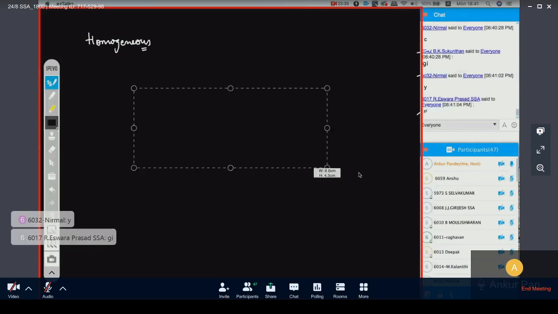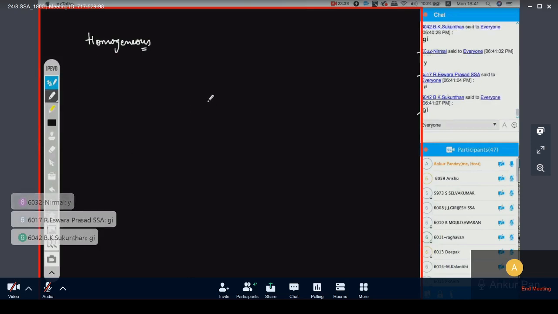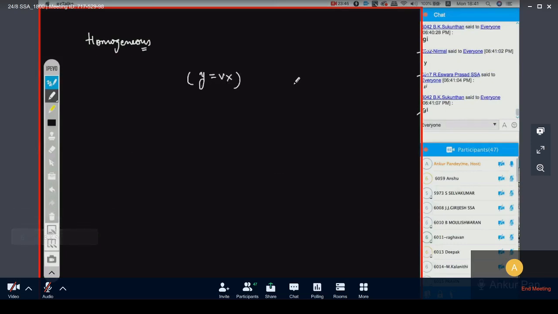Good. So what happens in this? In this, we assume y equal to vx. What we assume? y equal to vx. Or x equal to vy. There is no harm in that. Okay. Clear?